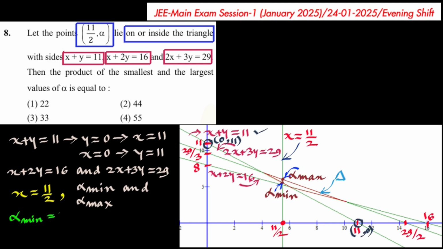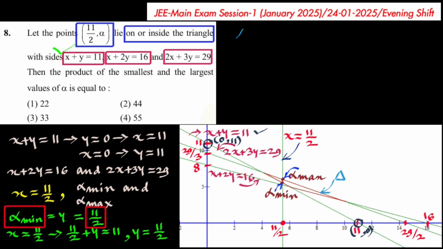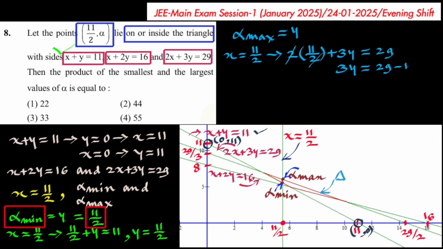Alpha minimum, which is y, can be obtained by putting x equals 11 upon 2 in the first equation. So that gives 11 upon 2 plus y equals 11, y equals 11 upon 2. So alpha minimum here is 11 upon 2. Now to find alpha maximum, that is y, we will substitute x equals 11 upon 2 in the third equation. That will be 2 into 11 upon 2 plus 3y equals 29, 3y equals 29 minus 11, 18. Y equals 6. So we get alpha maximum 6.